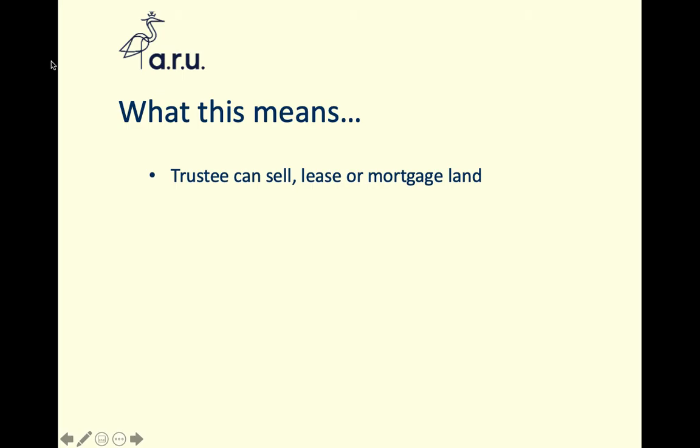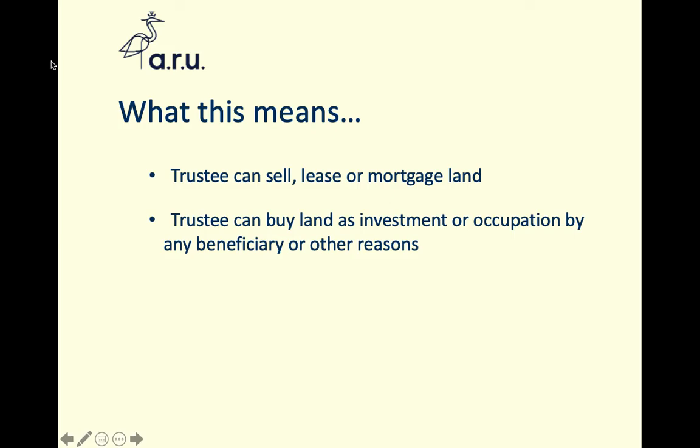So, yep, they can sell it, they can let it, they can mortgage it. The trustee could buy other land as an investment, or they can have the land for a beneficiary to live on, or for any other reason that they choose. So it's for the trustee to think about what's in the best interests of the beneficiary and behave in that way. Remembering, whenever we looked at mortgages, that that's not how a bank had to behave, but this is how a trustee has to behave. They think about what would be in the best interests of that beneficiary and they behave accordingly.